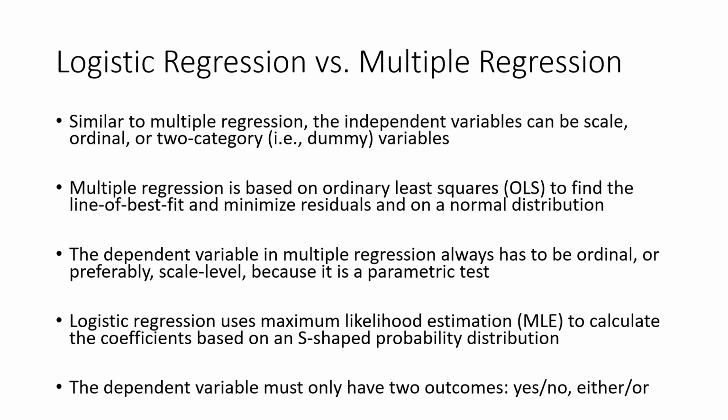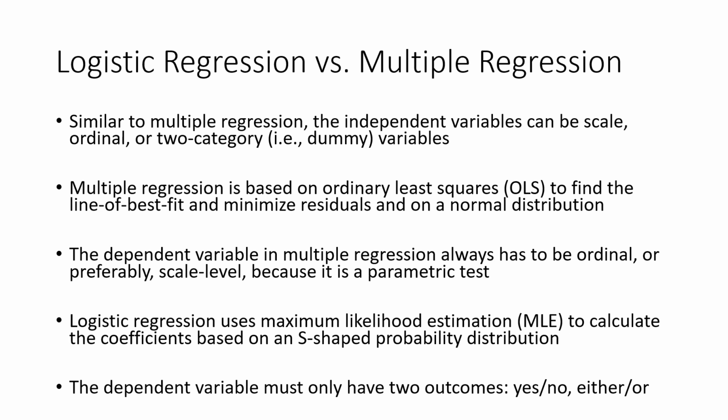And really the only type of variable that's excluded from both techniques is a multi-category nominal variable, that is to say, a nominal variable with 3 or more categories. But as we learned in the previous lecture, it's possible to take a multi-category nominal variable and convert it into a series of dichotomous or dummy variables so that you can incorporate that into your equations.